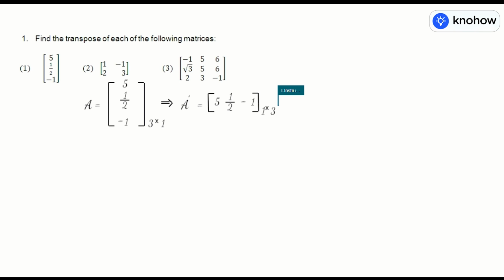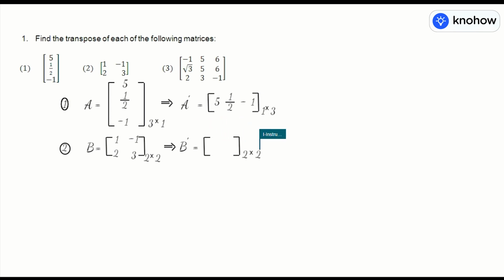That's about A dash. Now, this is the first part. Let me denote the second part by B. So given is a matrix B, 1, minus 1, 2, 3 of order 2 by 2. Obviously, the order of the transpose of this matrix, say B dash, will also be of the order 2 by 2, obtained by writing the elements of first row 1, minus 1 in the first column and the elements of second row 2, 3 in the second column. So that is your transpose of B, that is B dash.